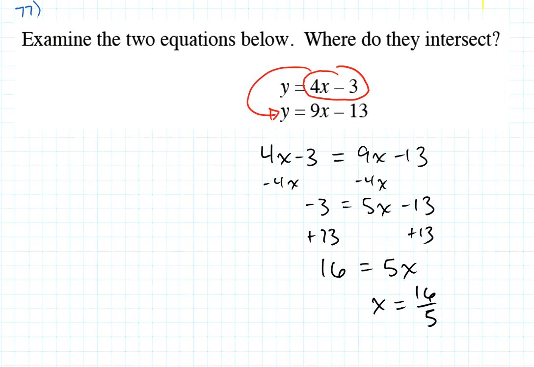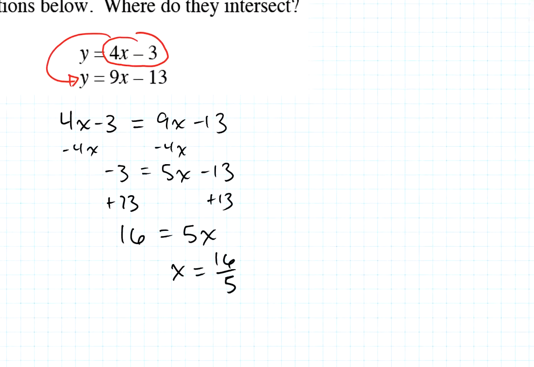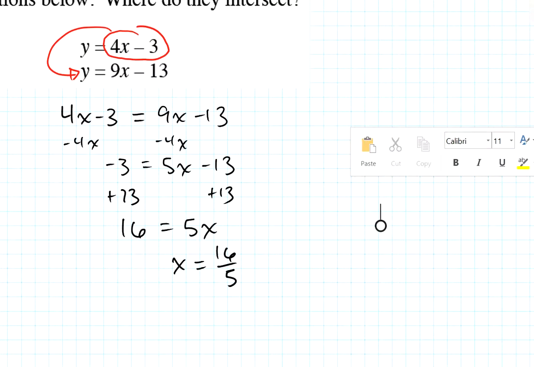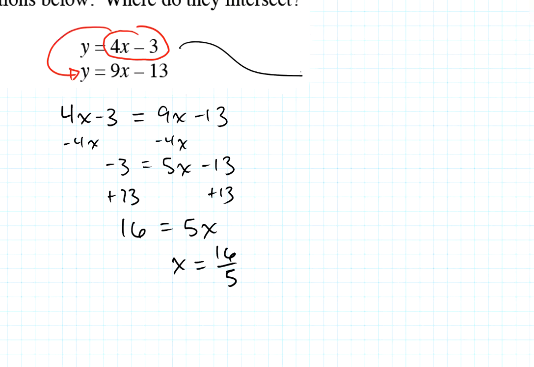Okay, that sounds crazy, I know, but that's where x is at. What we need to do now is find out what the value of y is where this is occurring. So I'm going to take this value of x and I'm going to plug it into either equation above. I'm going to go ahead and choose to plug that into the first equation. So that first equation will become, let's see, y, that's what I'm trying to find, is equal to 4 times 16 fifths, and then minus the number 3.